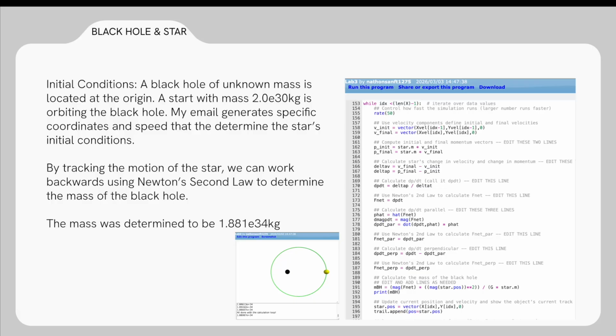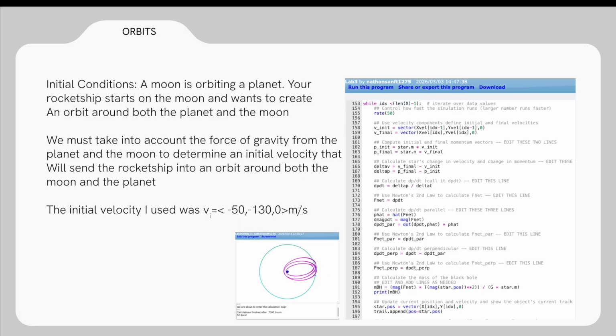Now, moving on to the second half, where we're determining orbits, the initial conditions are a moon orbiting a planet, and your rocket ship starts on the moon, and we want to create an orbit around the planet and the moon. We must take into account the force of gravity from the planet and the moon to determine an initial velocity that will send the rocket into an orbit around the moon and the planet.